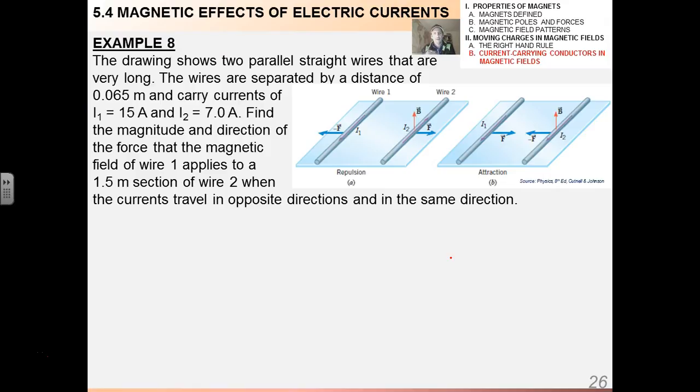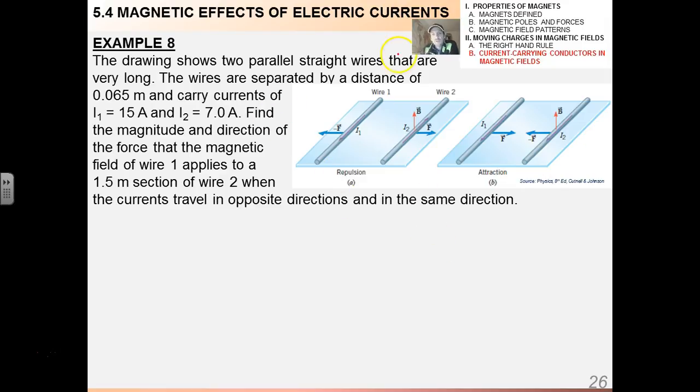Okay? All right. Okay, last example. Example 8. The drawing shows two parallel straight wires that are very long. They're infinitely long, for your purposes. The wires are separated by a distance of 0.065 meters and carry currents of 15 and 7 amps. Find the magnitude and direction of the force that the magnetic field of wire 1 applies to a 1.5 meter section of wire 2 when the currents travel in opposite directions and in the same direction. Good luck on this. Pause the video and use the worksheet I gave you with ample space to solve this problem before you see my solution.